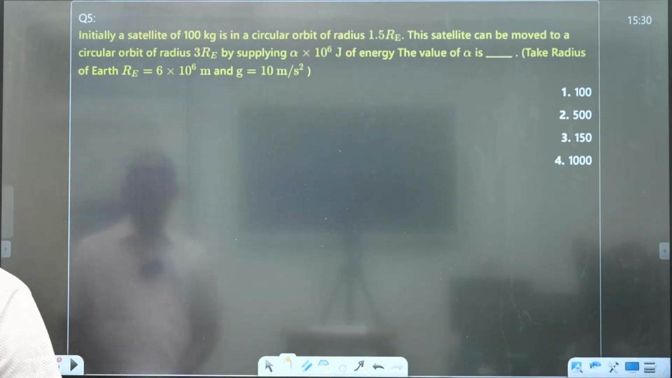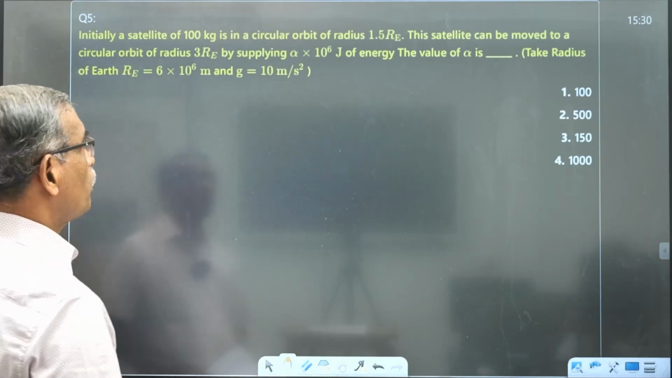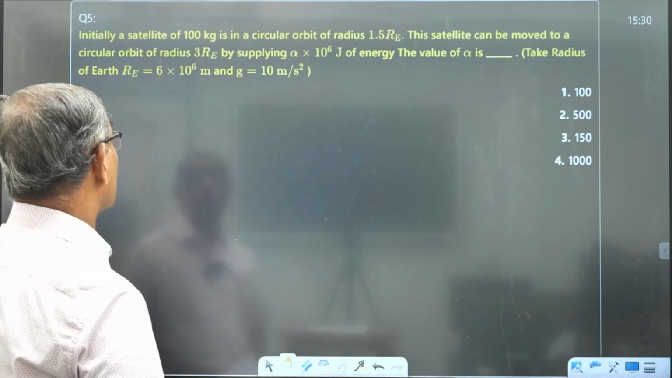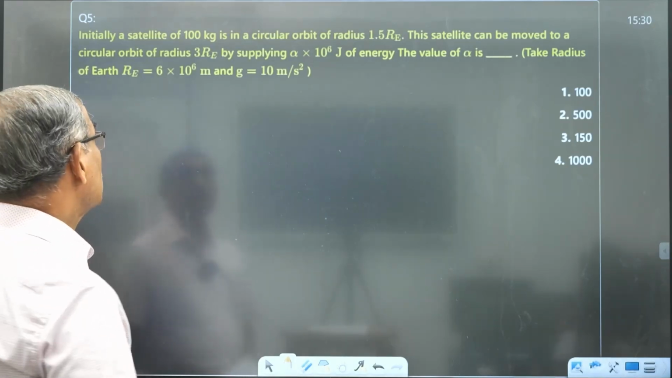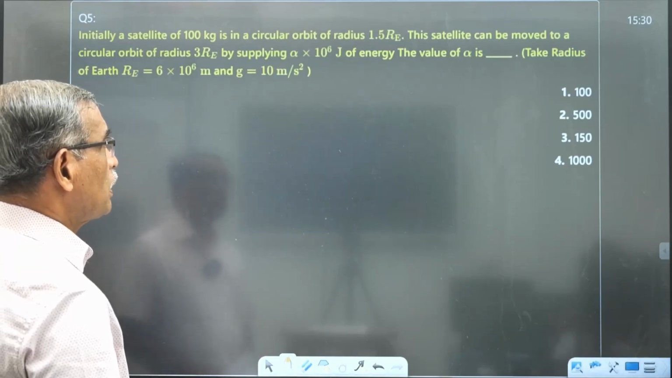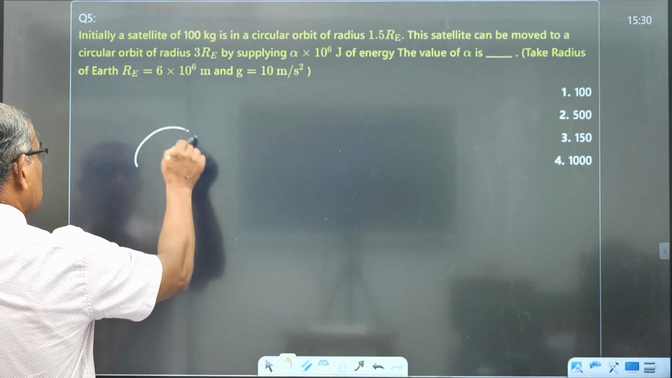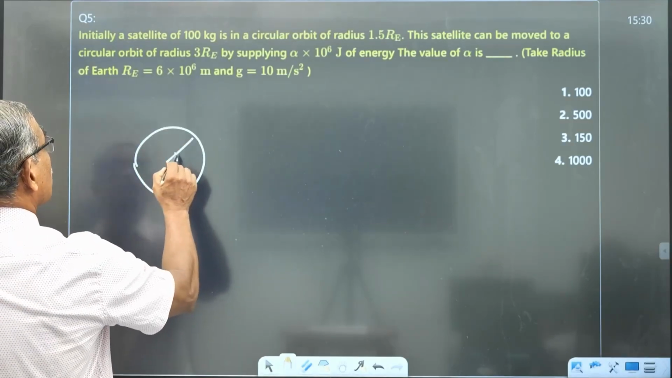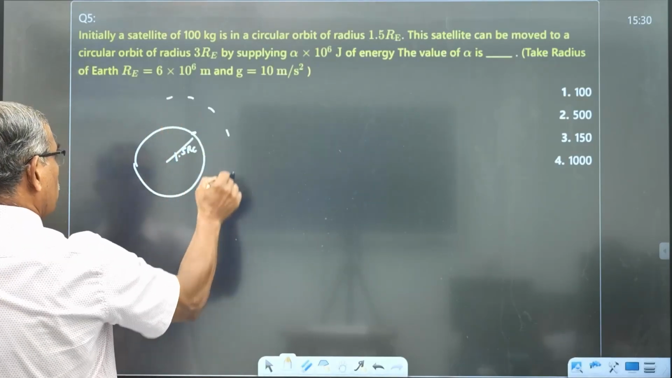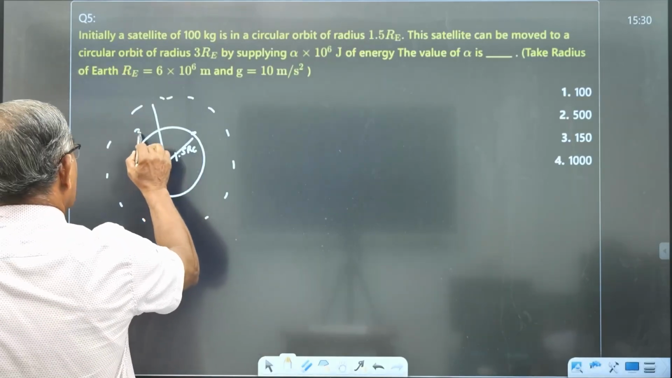Initially, a satellite of 100 kilogram is in a circular orbit of radius 1.5 RE. The satellite can be moved to another circular orbit of radius 3 RE by supplying alpha into 10⁶ joule of energy. The value of alpha is. Now, earlier our satellite is in an orbit of radius 1.5 RE, and we are raising that to another orbit of radius 3 RE, double.